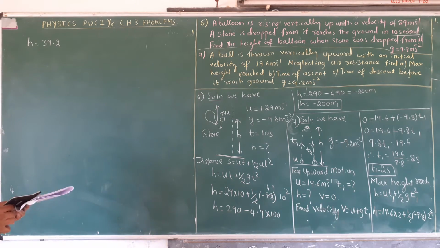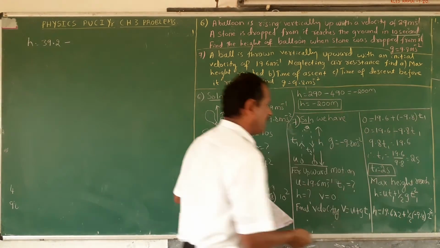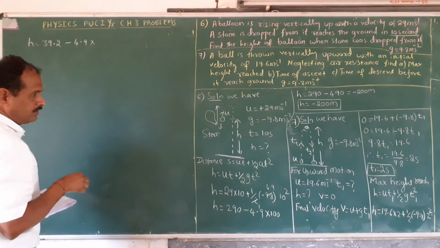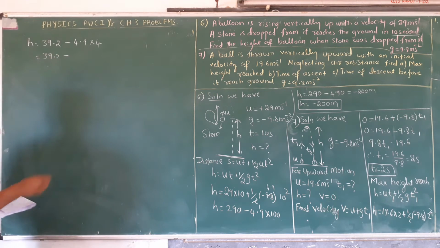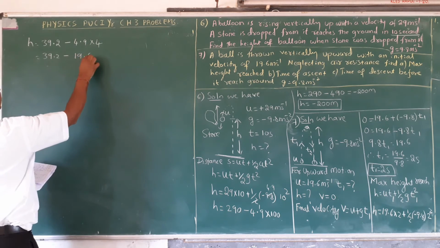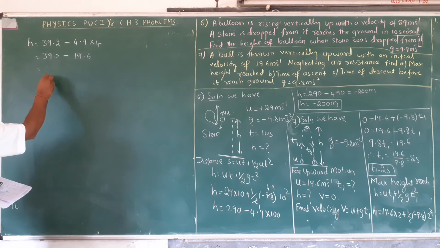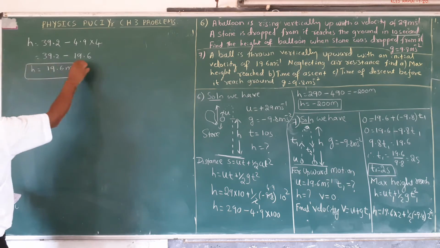39 point. Yes, this is minus 2 into 9.8 divided by 2. How much you got? Minus 4.9 into what would be here? 4. Yes, 39.2 minus 4.9 into 4. Yes, this is equal to 19.6. What is the answer we got? Again we got 19.6 meter. Okay, it is H. Now it is positive here.